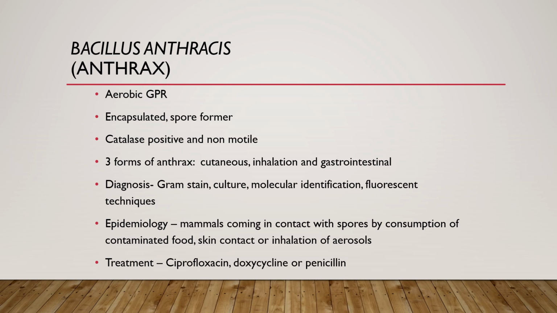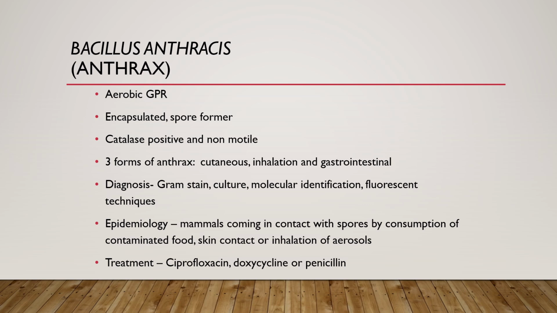It is an aerobic gram-positive rod. Other species of bacillus are environmental commensal organisms, but Bacillus anthracis is a pathogen. It's encapsulated in a spore former. It's catalase positive and non-motile. Other bacillus species are motile. And there's 3 forms of anthrax, including cutaneous, inhalation, and gastrointestinal. The diagnosis for Bacillus anthracis is gram staining, culturing, PCR, polymerase chain reaction or molecular identification, or fluorescent techniques.